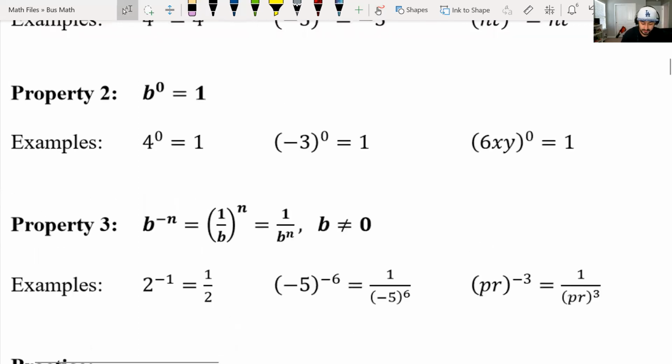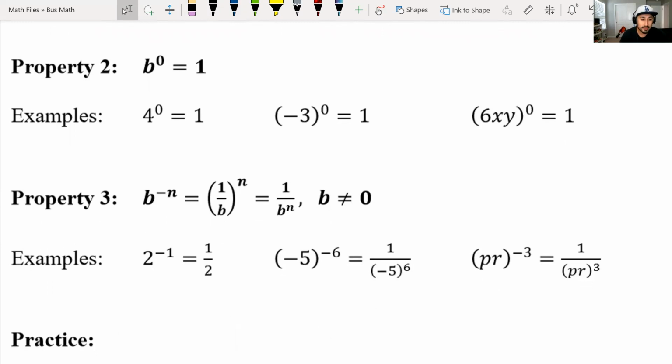All right, property 3. This is also important and students forget it. Anything raised to a negative exponent can be changed into a fraction. So you can make b to the negative n. We can skip the middle part if it doesn't make sense and just go straight to here. Anything raised to a negative exponent can always be turned into a fraction, or like my math students like to say, you just flip it to the denominator. And when you flip it to the denominator, the negative exponent becomes positive. That is the negative exponent rule. And the b cannot equal 0 part is because your denominator can never, ever be 0. So we just have to put that statement there.